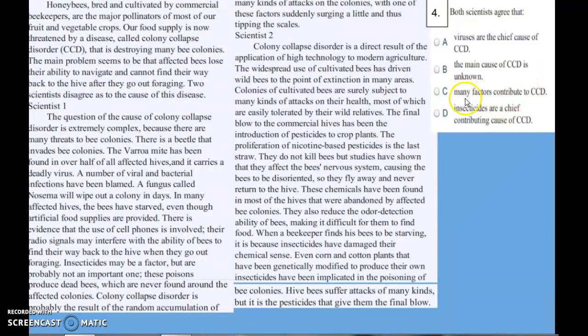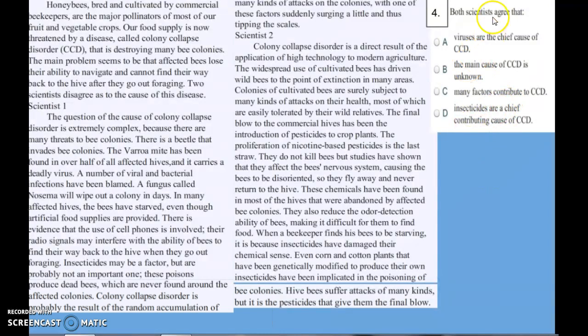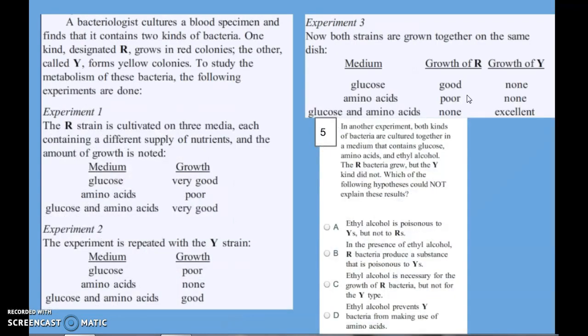And so, yeah, this looks like they do agree that there are many factors. Number 2 just thinks it's more towards one specific brand, the pesticide or insecticides. Insecticides are a chief contributing cause of CCD. Well, 2 thinks that, 1 doesn't. So that was a no on D, no on B, no on A. C is in fact our answer. And so we're good to go.